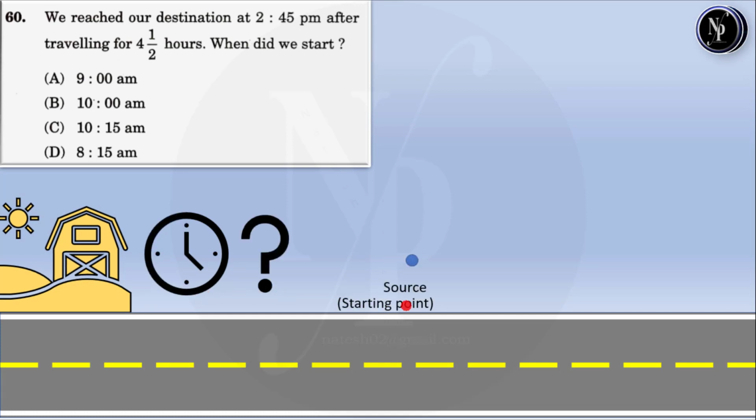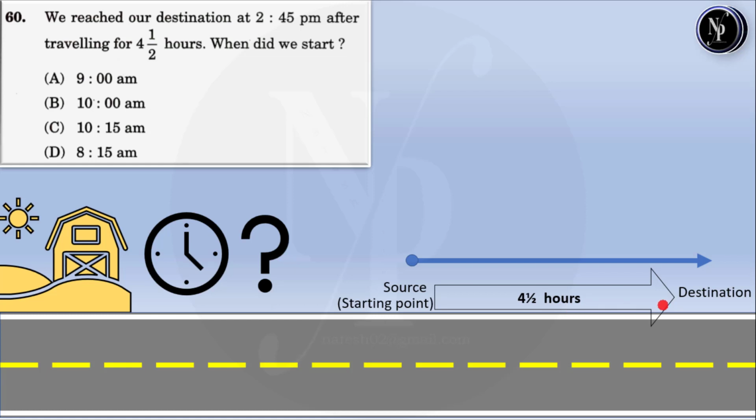For that, let us consider a timeline. Let this point represent the source or starting point of our journey. And we traveled for 4.5 hours to reach our destination, and the time when we reached destination was 2:45 p.m. Now, to find the time when we started our journey, we need to go back 4.5 hours on the timeline to find the time when we started our journey.